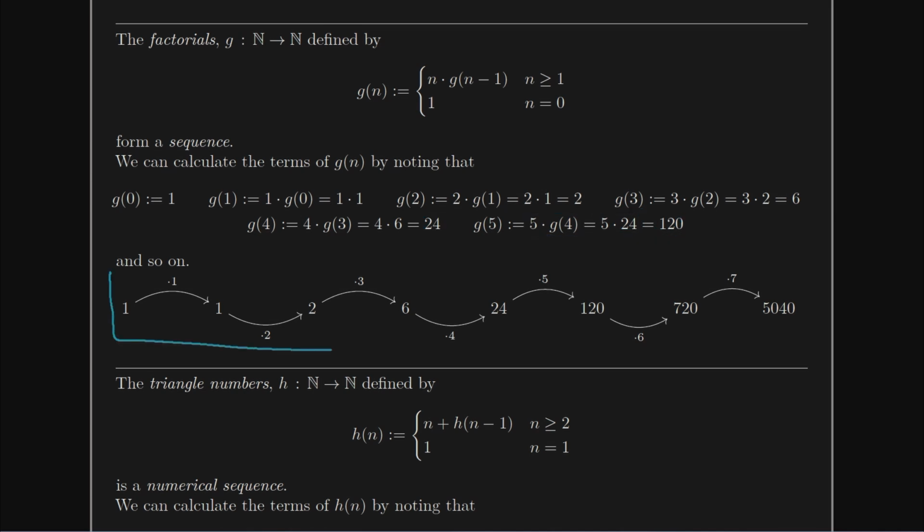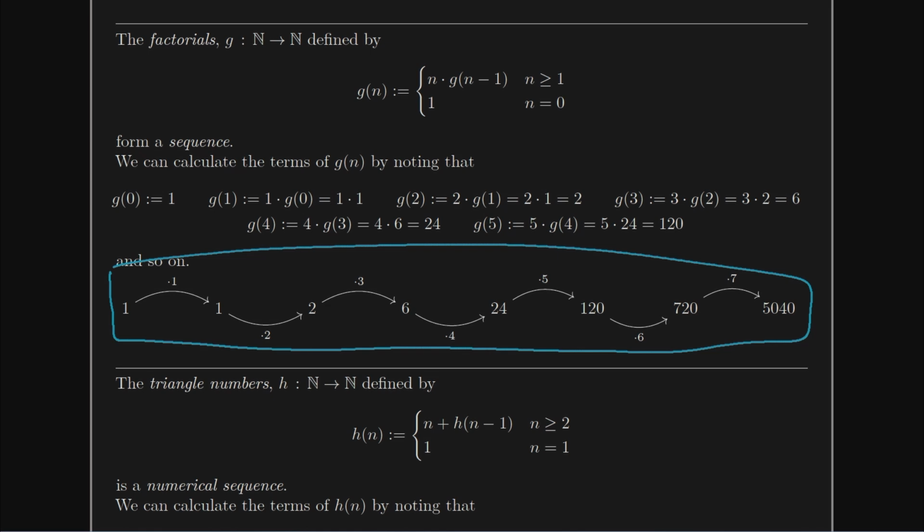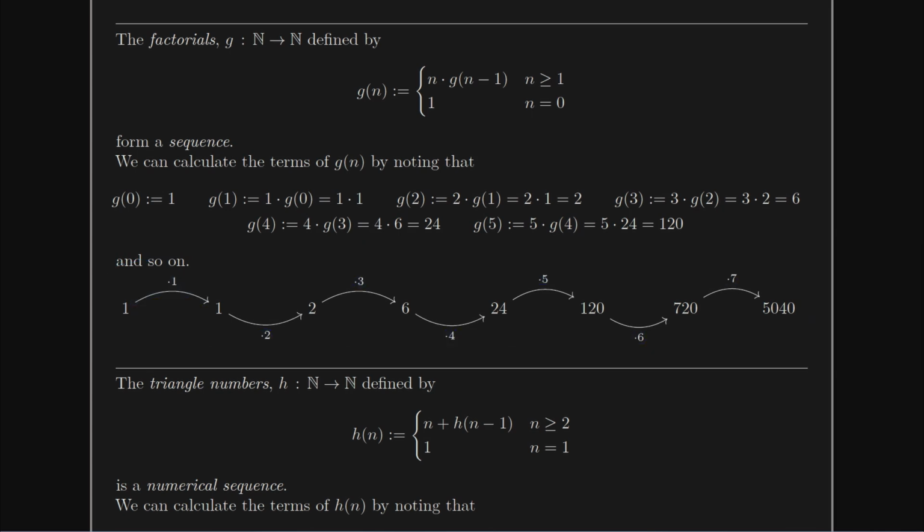And I've got the nice little flowchart here that's saying at each step along the way, we're not combining 2 terms, we're only looking at the previous terms. There's only the 1 arrow here. But the arrow is saying multiply by 1, multiply by 2, multiply by 3, by 4, by 5, by 6, by 7. And we end up with all the factorials.